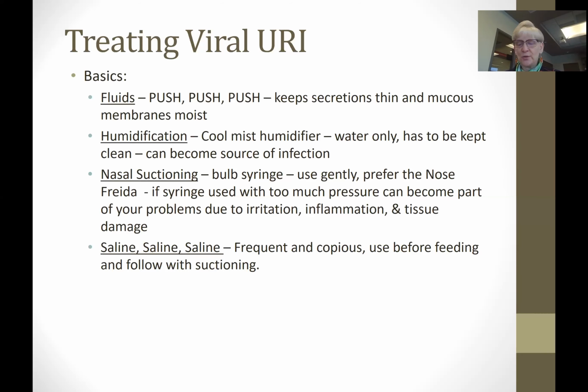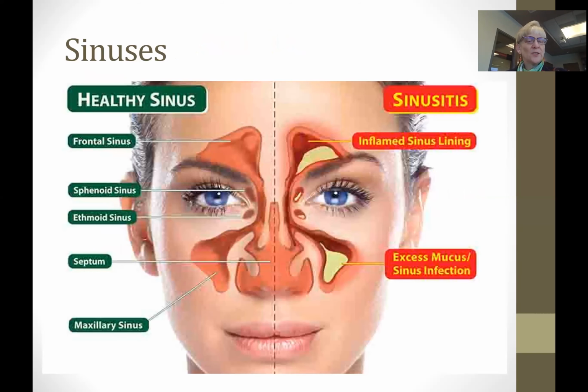And when we talk about treating an upper respiratory infection, let's talk about sinuses. Sinusitis is another commonly diagnosed upper respiratory kind of thing. We've got our frontal sinuses, our sphenoid, our ethmoid, and of course our wonderful nasal septum, and our maxillary. So one side shows you healthy, one side shows you inflamed.